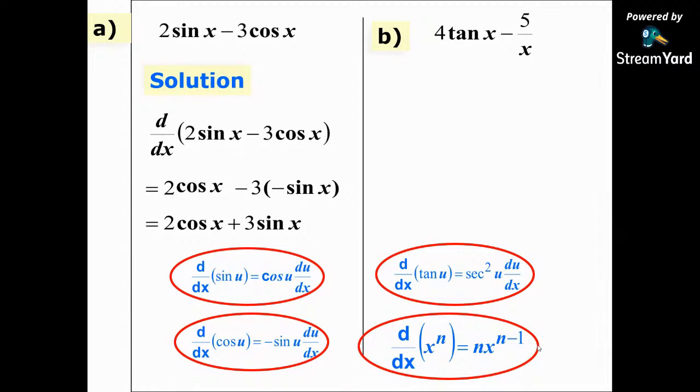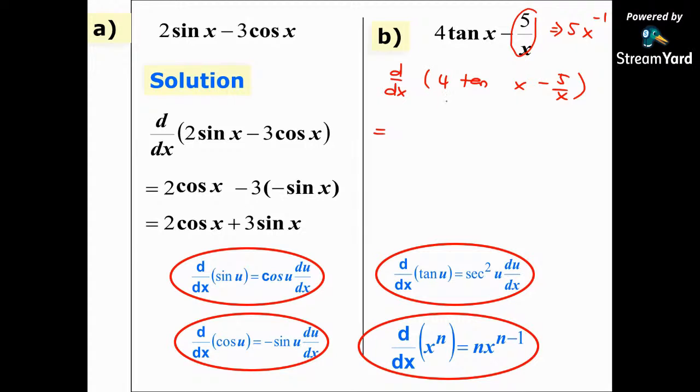Right, so B, we got 4 tangent x minus 5 over x. Normally for this one, I prefer to change this to become 5x to the power of negative 1. Normally, I prefer to change it into power so that I can use the power rule much more easily. Okay, so differentiating 4 tangent x first.